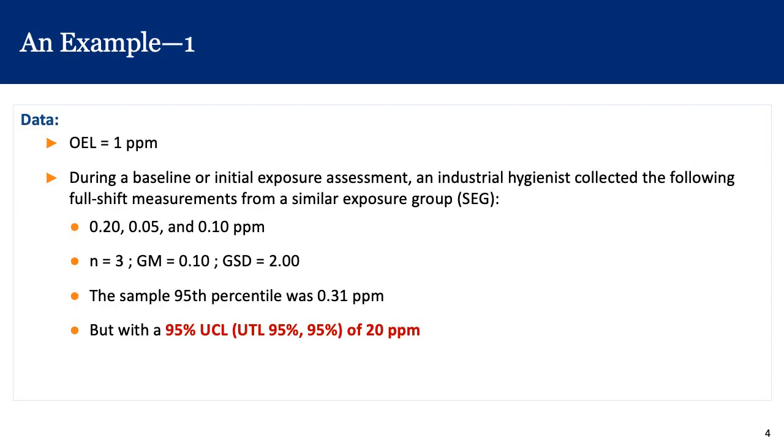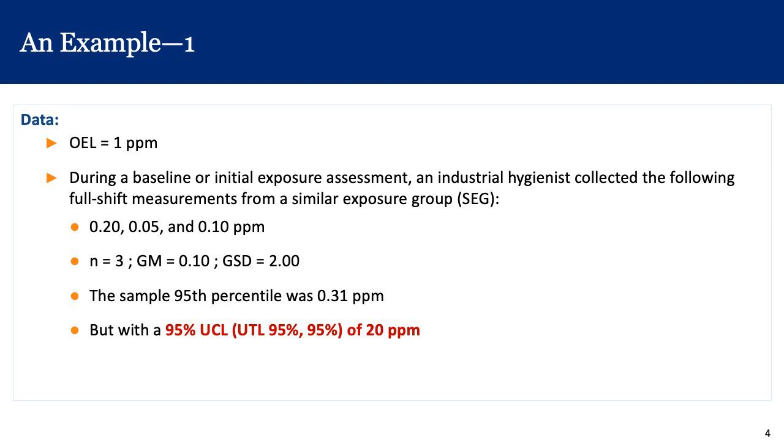So let's look at an example where there is an exposure scenario. The workers are exposed to some agent with an occupational exposure limit of 1 part per million. And there is an initial exposure assessment, a baseline exposure assessment, and an industrial hygienist collected the following full shift data points. So there are 3 data points that were collected. So not a very large sample size at all. So n equal to 3, and the geometric mean for these 3 data points is 0.1, and the geometric standard deviation is 2. And the sample 95th percentile is 0.31.